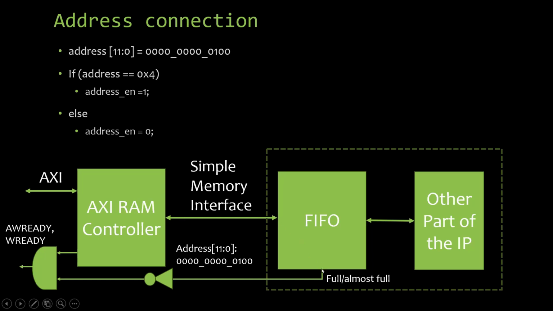Whatever full or almost full flags are there, we can invert them, and then we can put a common AND gate by taking the readies from AXI RAM controller and full or almost full flag from our FIFO, and AND them together. We will get the ultimately AW ready and W ready which will go to the AXI bus interconnect.